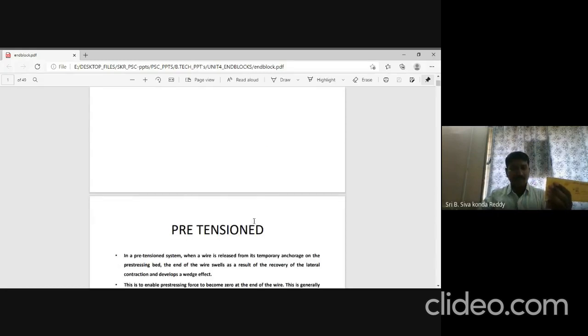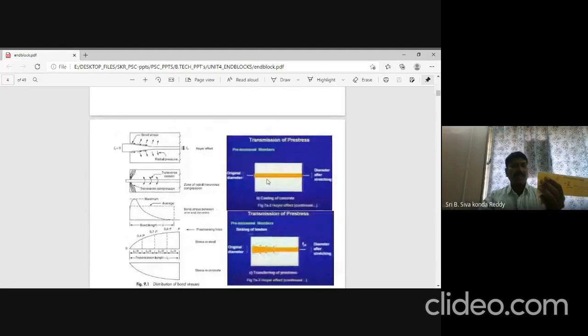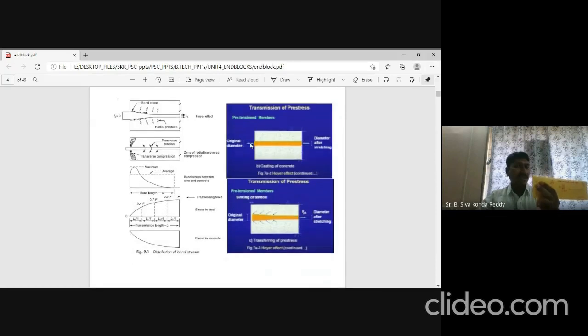Now, what exactly happens? Can you see this? Say this is my original diameter. Are you looking at my screen? So this yellow color is my cable with original diameter D, which is in a state of high tension. By this time you'll know how much force you're going to apply, so this cable is in a state of very high tension.